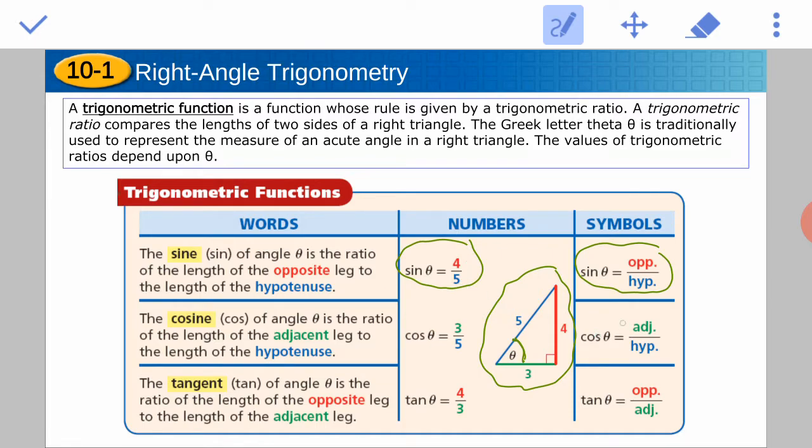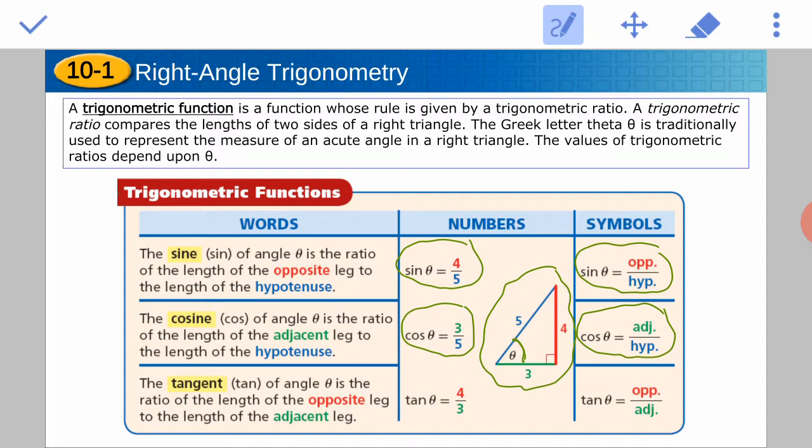The second trigonometric ratio is called cosine theta. Cosine theta is defined by the ratio adjacent over hypotenuse. So when you find the ratio of adjacent over hypotenuse, this is cosine theta. In this triangle, the adjacent side to the angle theta is 3 and the hypotenuse is 5, so cosine theta is equal to 3 over 5.